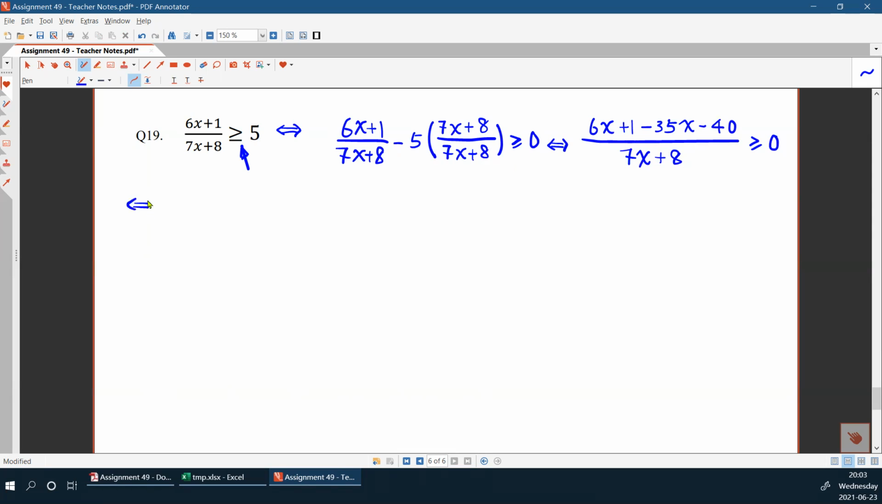And this is equivalent to (minus 29x minus 39) over (7x plus 8) greater than or equal to 0, right? Okay, so now we need to consider this problem separately. First of all, if this expression can be greater than or equal to 0, that means this expression first can be equal to 0, right?